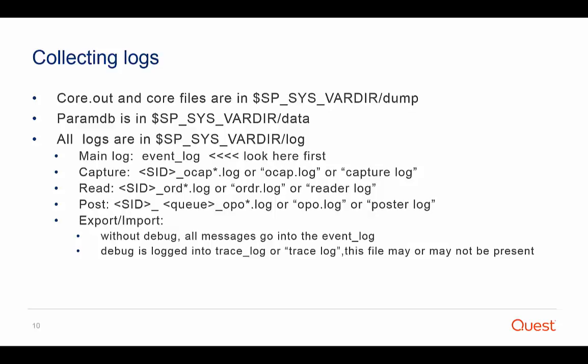The main log is named event_log. This is the first log you should review. Each process has its own log. We do not recommend reading the process-specific logs unless there is an error in the event log and you think that reviewing the process-specific log will provide more information.